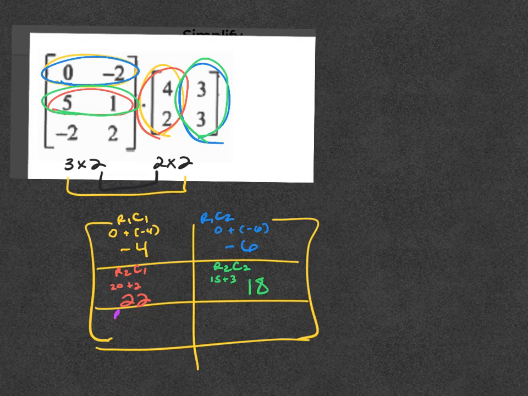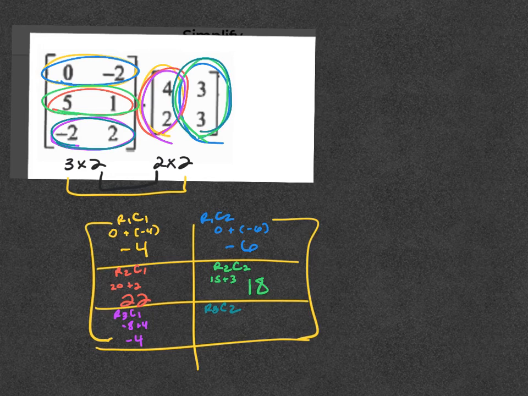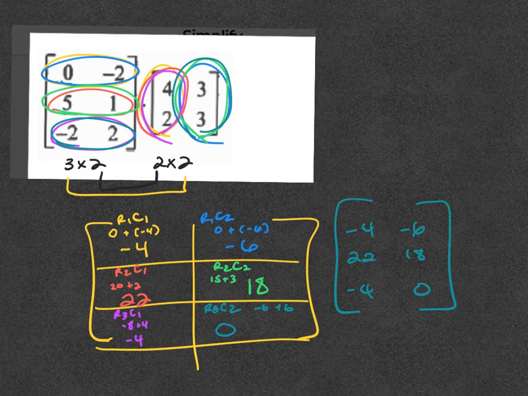Then we go row 3, column 1, that's negative 8 plus 4, negative 4. And row 3, column 2, negative 6 plus 6, which is 0. So the product here is negative 4, negative 6, 22, 18, negative 4, and 0.